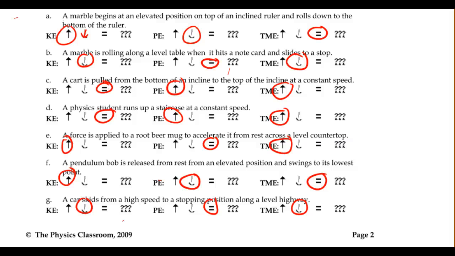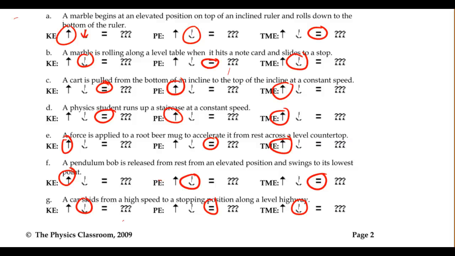In E, the mug accelerated, got faster in this case from rest, so the kinetic energy went up. The surface is level, so potential did not change. Therefore, the overall energy of the mug was increased by the force applied to it. Work was done to make it go faster.